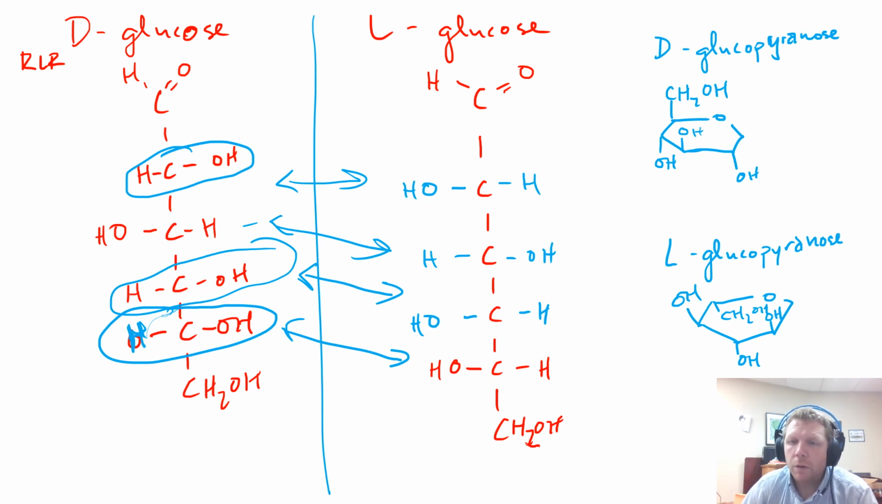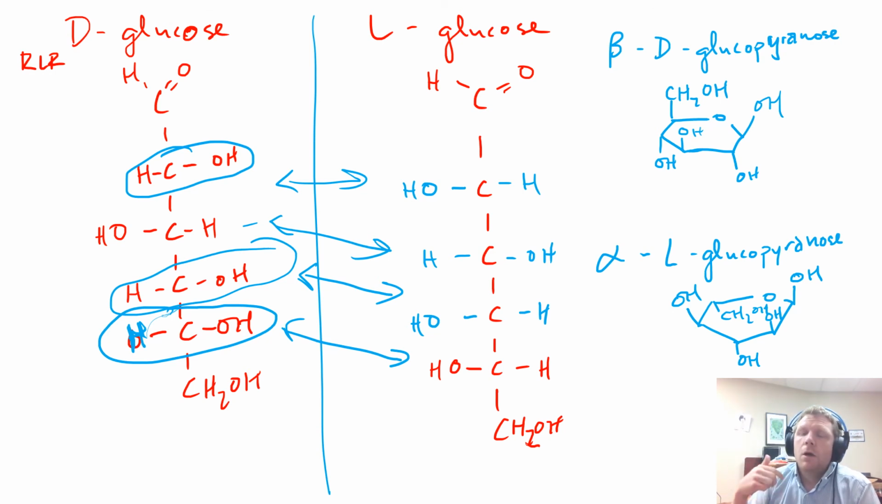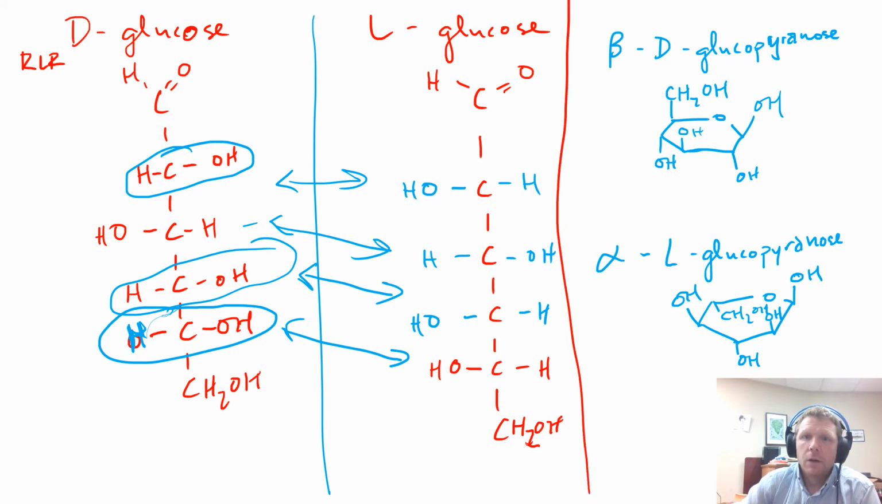There is L-glucopyranose. What I've drawn up top is beta D-glucopyranose. If I draw this right here, this is alpha L-glucopyranose. What I want you to take away from this are a couple of things. One, what's the difference between alpha and beta? Then, what's the difference between D and L? It's much easier to visualize D versus L sugars when you're talking about the linear forms. It's a little more complicated with the cyclic forms.